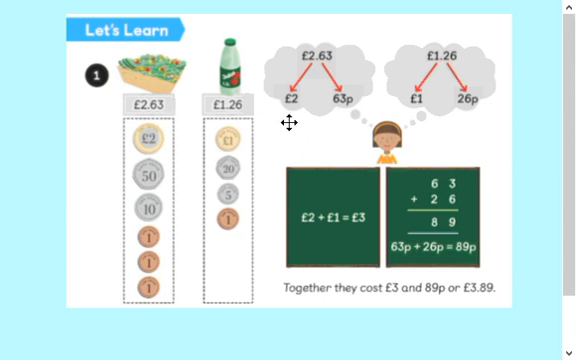there are two methods. We could partition both prices, and then we could add the pounds together. So £2 plus £1, as you can see down here, is £3. And then we could add the pence together. So 63 plus 26, you can see we've used column method here, is 89. If we recombine, then we've got £3.89. So these two together, added together, makes £3.89.